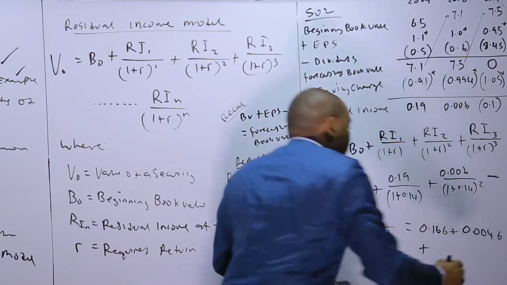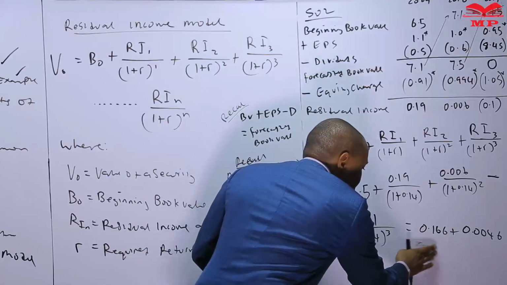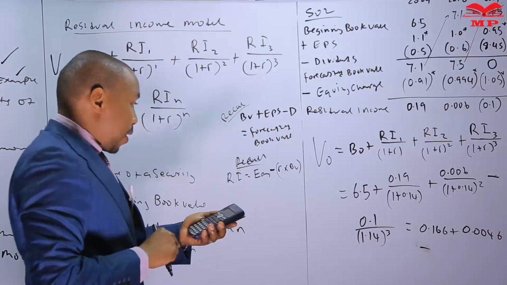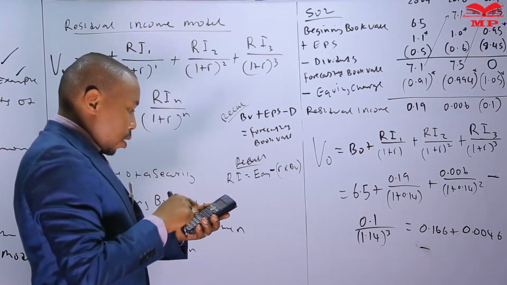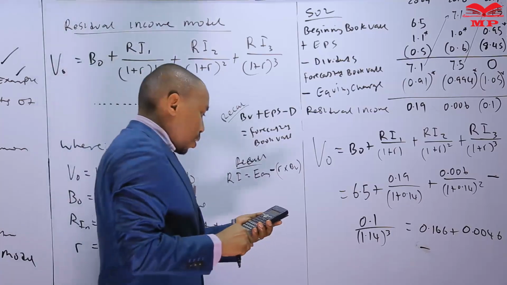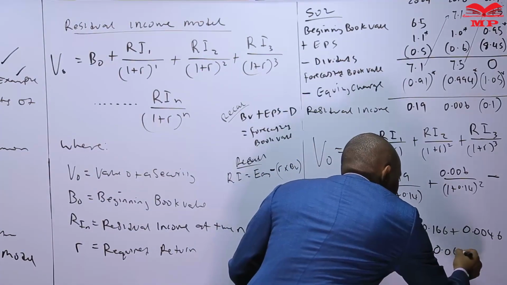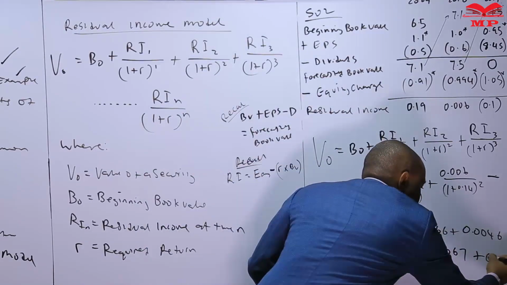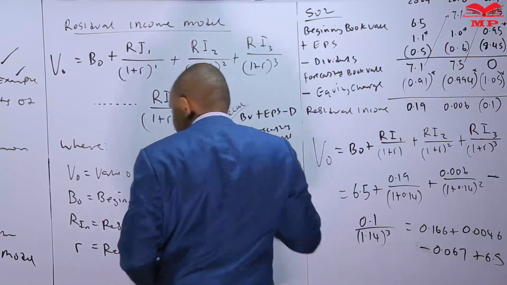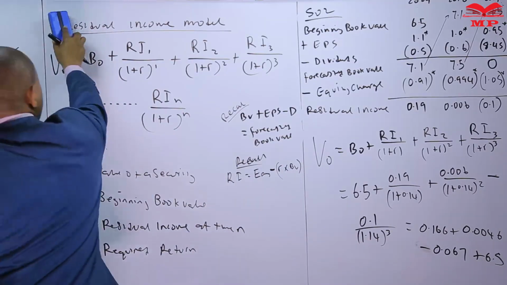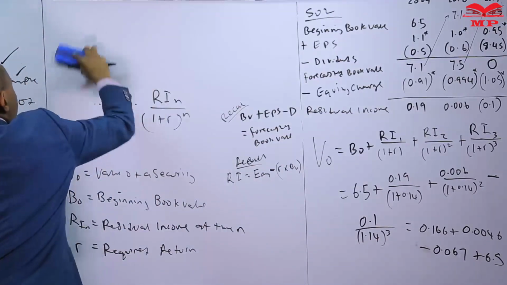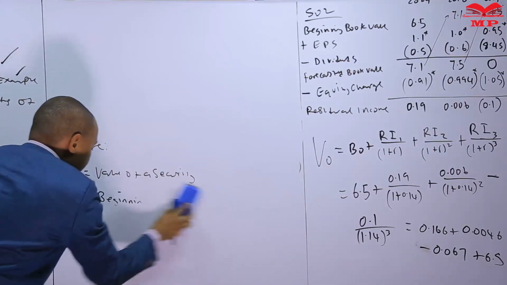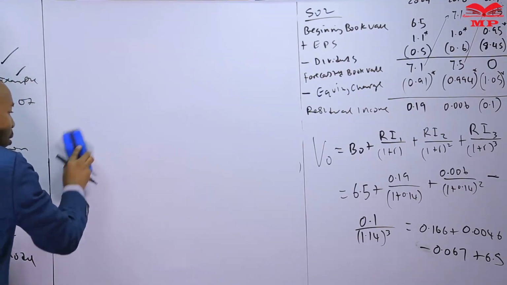Then we minus this component, the discounted value, 0.1 divided by 1.14 cubed, we have 0.067 there. Then we add now this 6.5 here. How much do we get? We can come over on this side so that we can become very consistent in trying to get correct values.